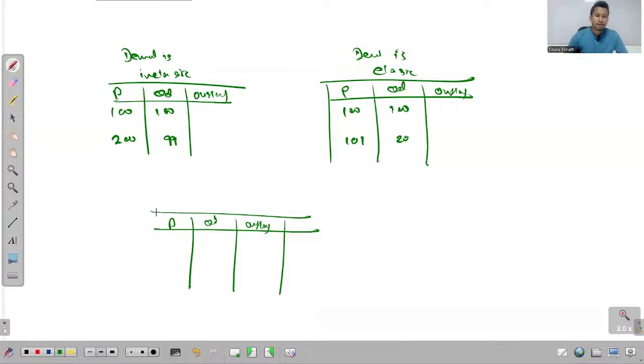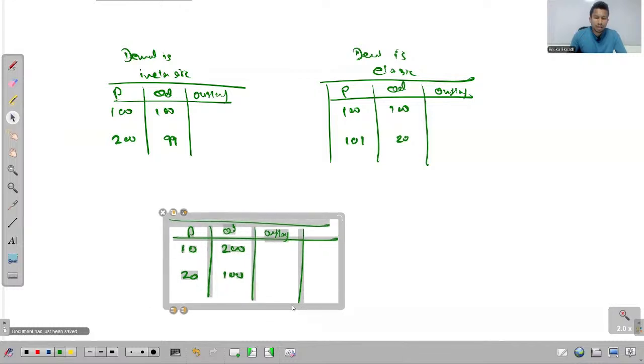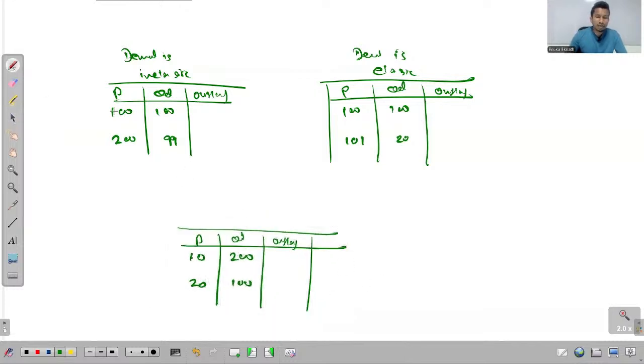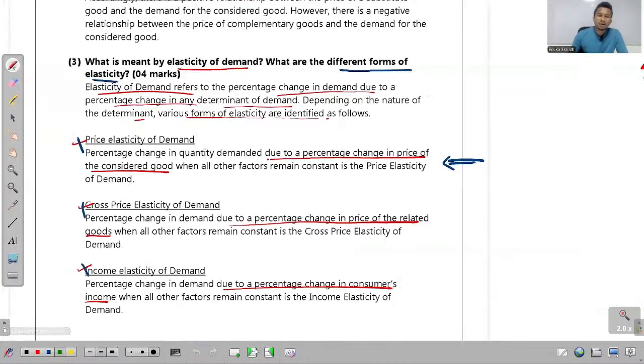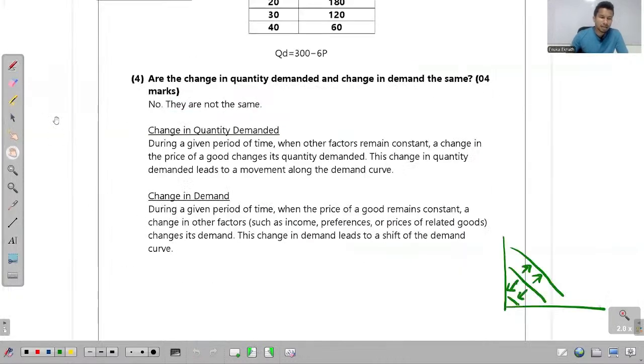And then what type of demand is this? You have 100, 200, you have 20, you get the QD 100. What type of demand is this? Tell me. This is where you see unitary elastic demand. If you calculate the PED, you will receive 1. Actually, we have already calculated that. This is the exact same table that we had here.